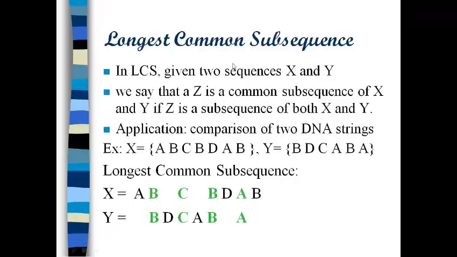In our longest common subsequence problem, we are given two sequences x and y, and z is a common subsequence of x and y if z is a subsequence of both x and y. The application of this algorithm is that it is used to compare two DNA strings. You can see here the two sequences x and y, and BCD is a common subsequence, but it's not the longest common subsequence, and it has a length of 3. So we will choose our sequence BCBA as the longest common subsequence, and it has a length of 4.